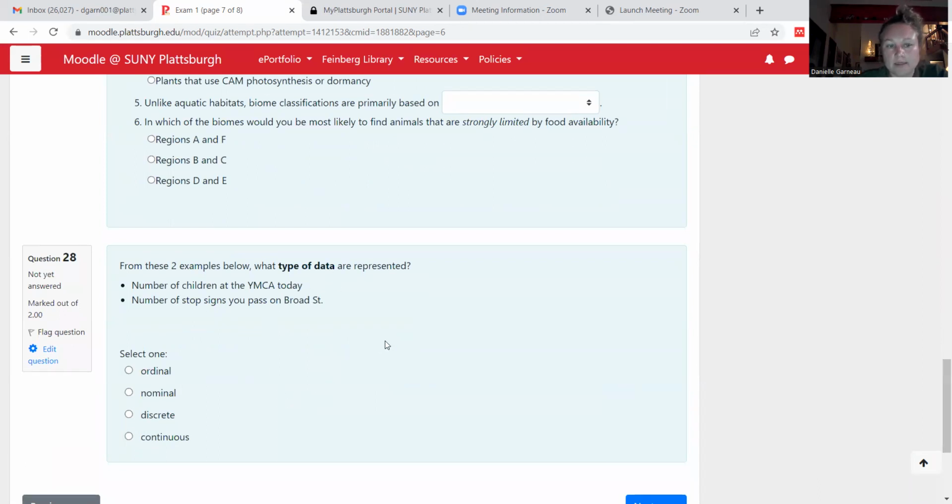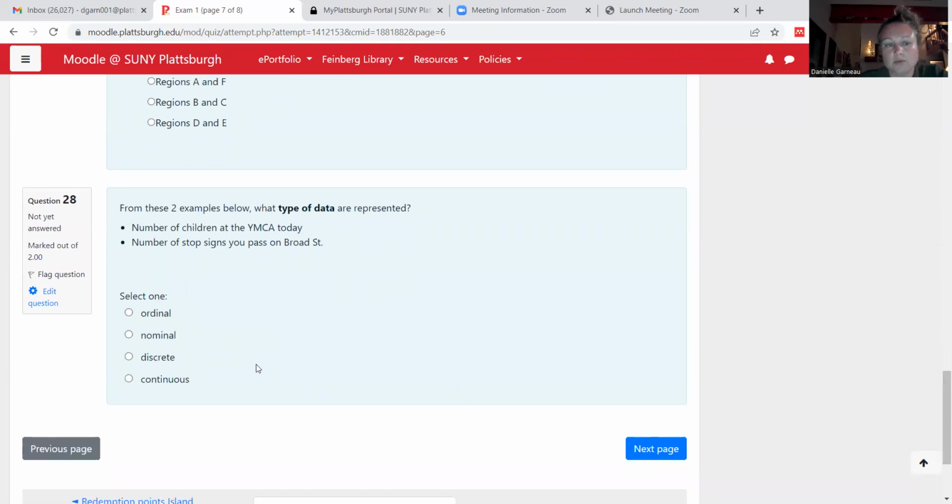28, getting back to data types. In the two examples below, what type of data are represented? We're talking about number of children at the Y, number of stop signs on Broad Street. So these are counts, right? So these are numbers. They're going to be quantitative data, and quantitative data are of two types, right? They're either discrete or continuous. And because they're counts, they're whole numbers in this case. So discrete is the appropriate one.